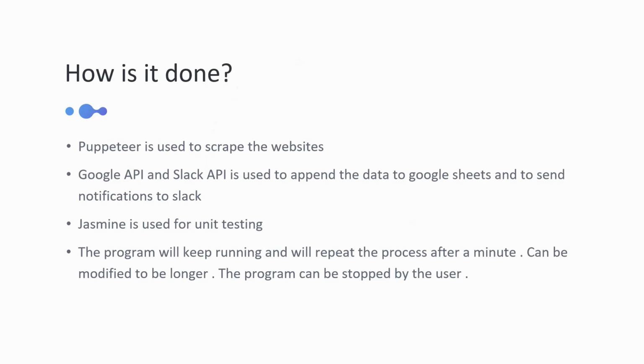So how is it done? I'm using Puppeteer to scrape the websites. Puppeteer is a tool for web scraping, so if any of you want to do web scraping, I highly recommend Puppeteer. Google API and Slack API are also used to append to Google Sheets and to send out notifications as messages to Slack. In this project, I also use Jasmine for unit testing to test the filtering system to make sure it works as intended.